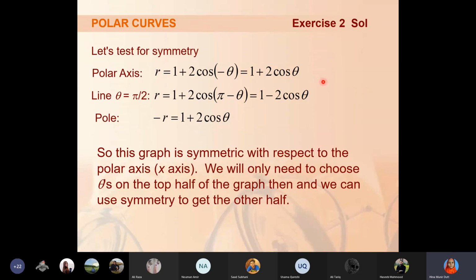For the line theta is equal to pi by 2, we will replace theta with pi minus theta. The equation is changed, so this curve is not symmetric about a vertical line. And for the pole, we will replace r by minus r, or theta by pi plus theta. We will do either of the replacements, and if we get the original equation unchanged, then the curve is symmetric about the pole. Since this equation is different from the original one, this curve is not symmetric about the pole. So this curve is only symmetric about the polar axis.